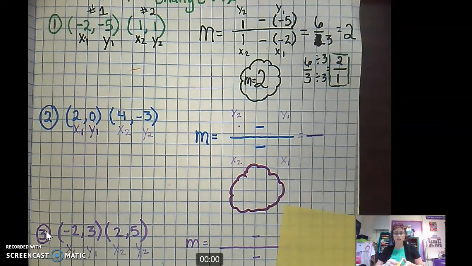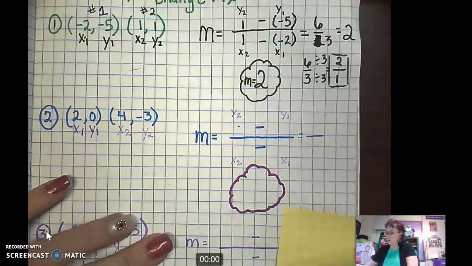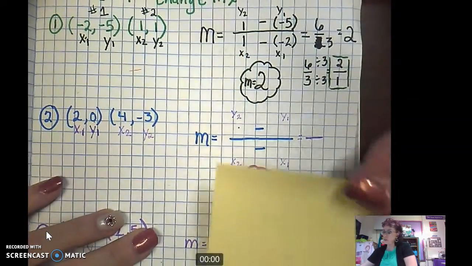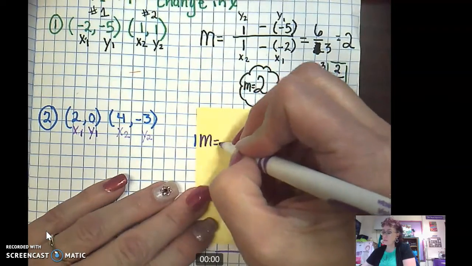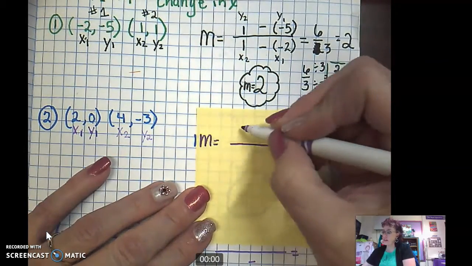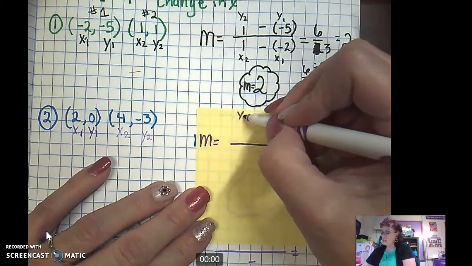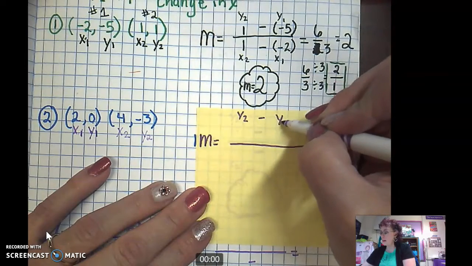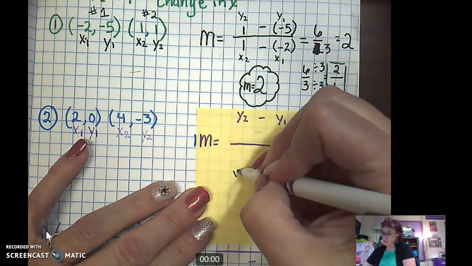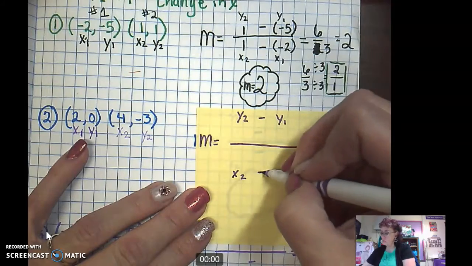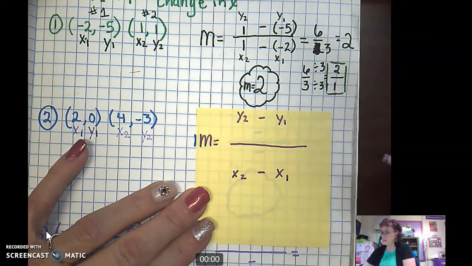These were notes that we took in class, so we just set it up so that you could work it and I could be sure that you were doing it correctly. So here you go. The slope is equal to y2 minus y1 on the top, and on the bottom we're going to have x2 minus x1.